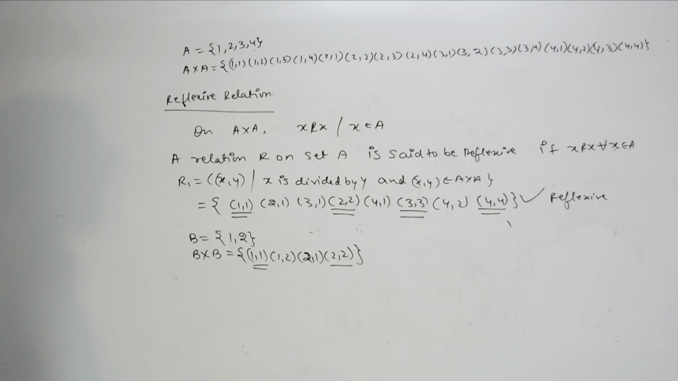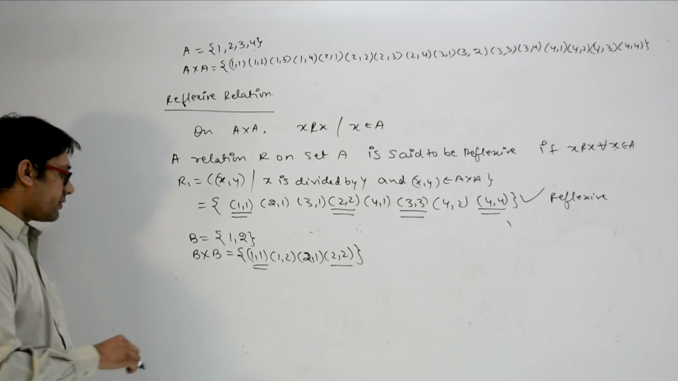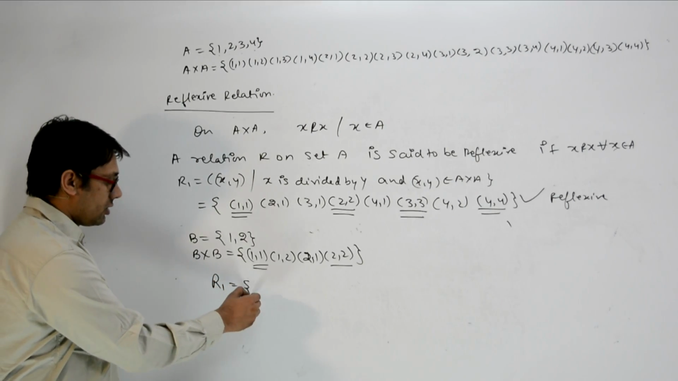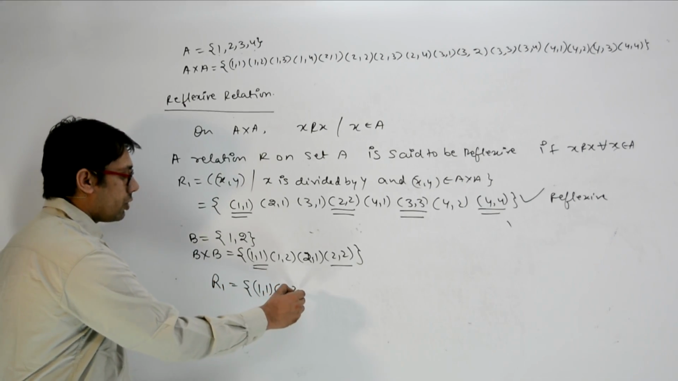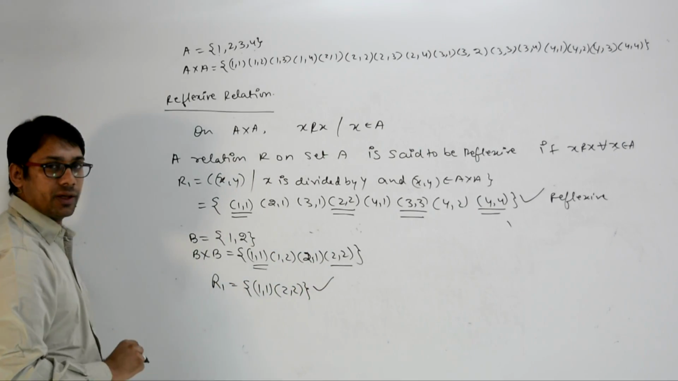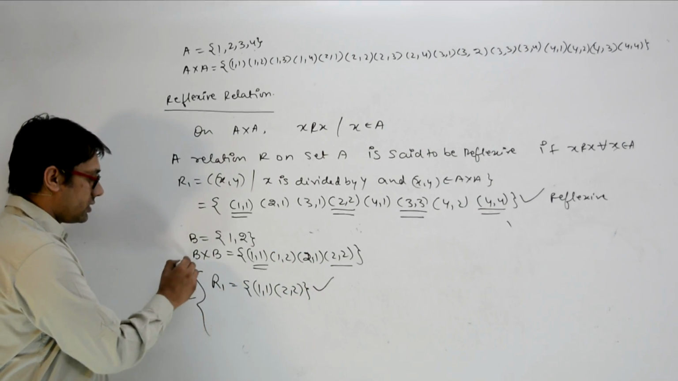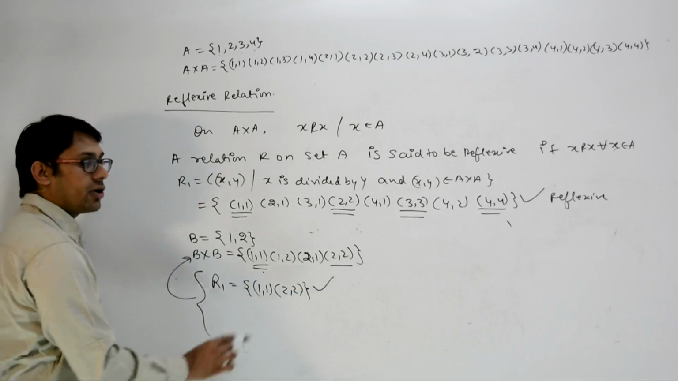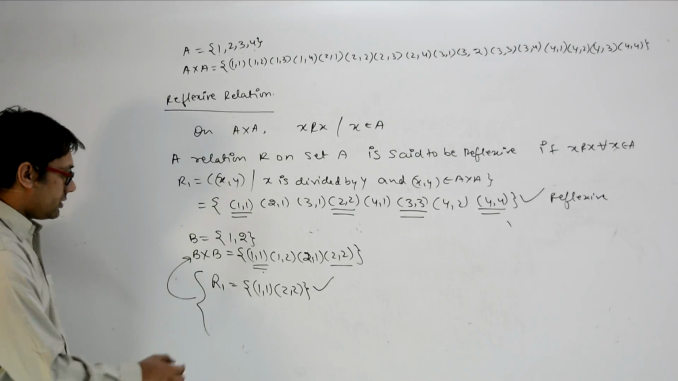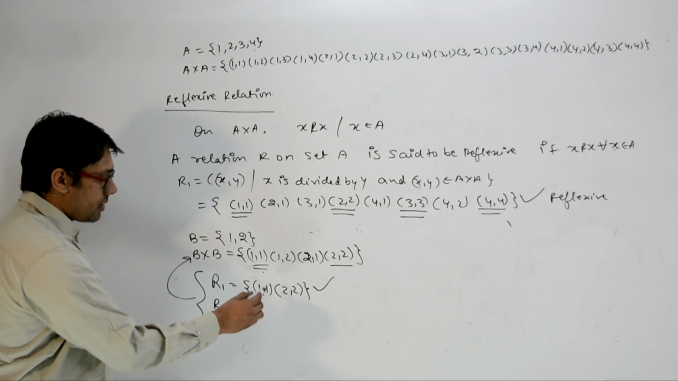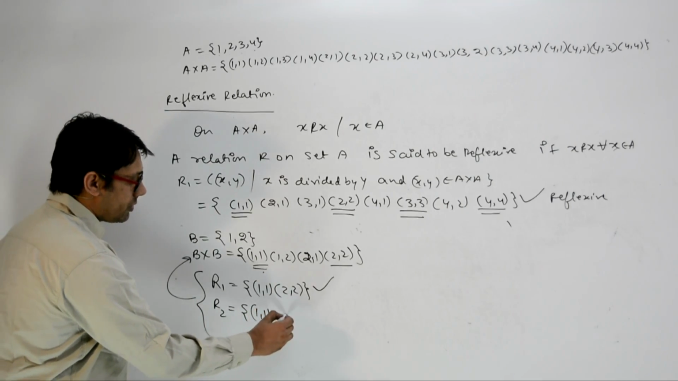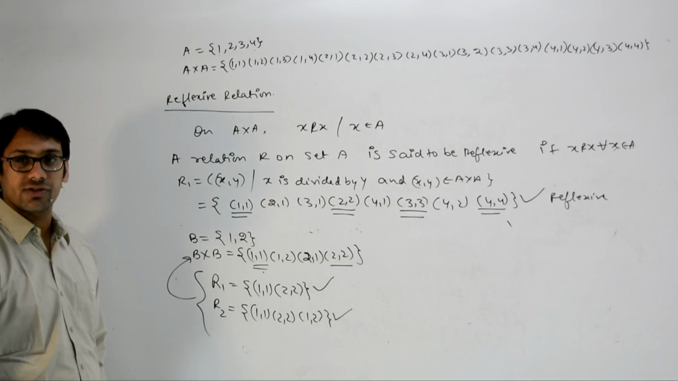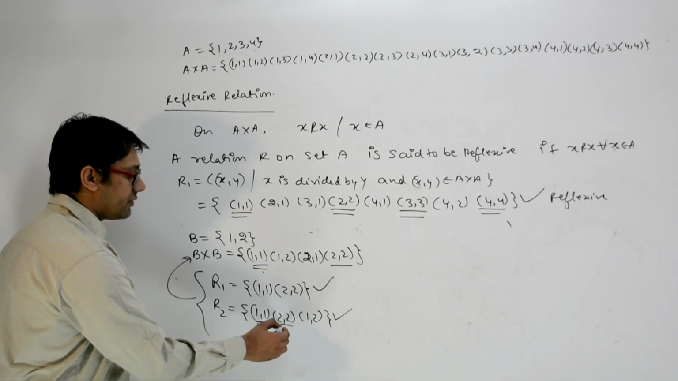Now let us write all the reflexive relations which are possible over B. There is a relation R1 which can contain (1, 1) and (2, 2). Now this relation is reflexive over B, right? I am defining this relation over this B cross B. This relation is reflexive. Why? Because it is containing all these pairs which is xRx. Now there is a relation R2 which is containing (1, 1), (2, 2) and (1, 2). Now this relation is also reflexive. Why? Because it is containing the ordered pairs (1, 1), (2, 2).